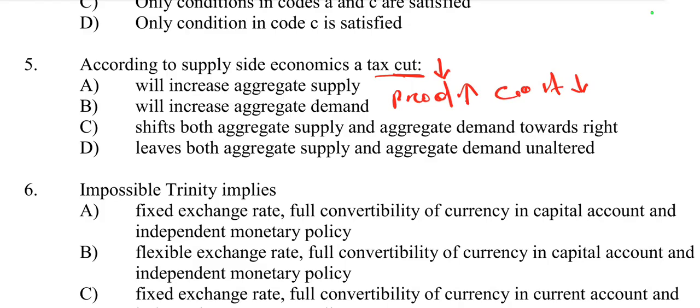Additionally, when there is a tax cut, disposable income after tax rises, boosting consumer spending, which increases aggregate demand. So therefore both aggregate supply and aggregate demand shift to the right. When there is a tax cut, it shifts both aggregate supply as well as aggregate demand towards the right. We discussed how supply increases: when the cost of production decreases, supply increases. And from the consumer side, when there is a tax cut, the disposable income of the consumer rises, so the consumer can buy the same goods at a lower price and increases his demand. So when there is a tax cut, both aggregate supply as well as aggregate demand increase. Option C is right here.